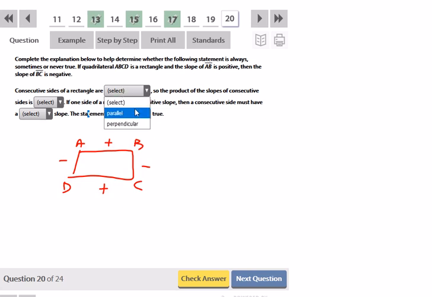So consecutive sides are perpendicular. So the product is -1. So if one side of a rectangle has a positive slope, then the other one has to have a negative, and this is always true.